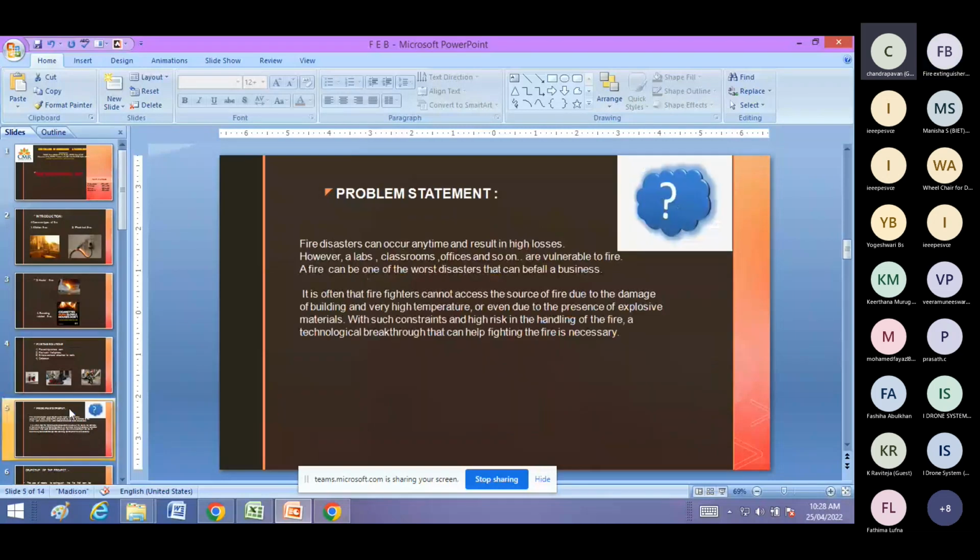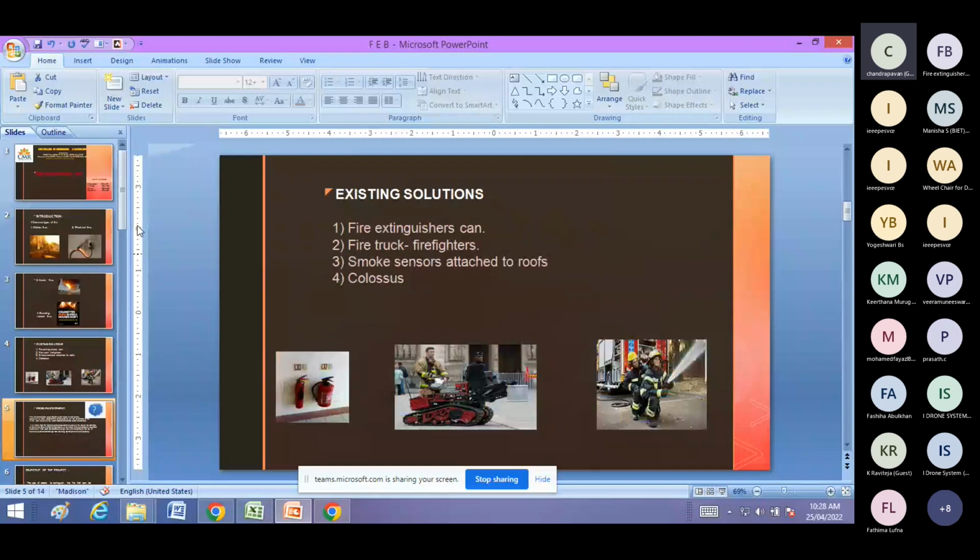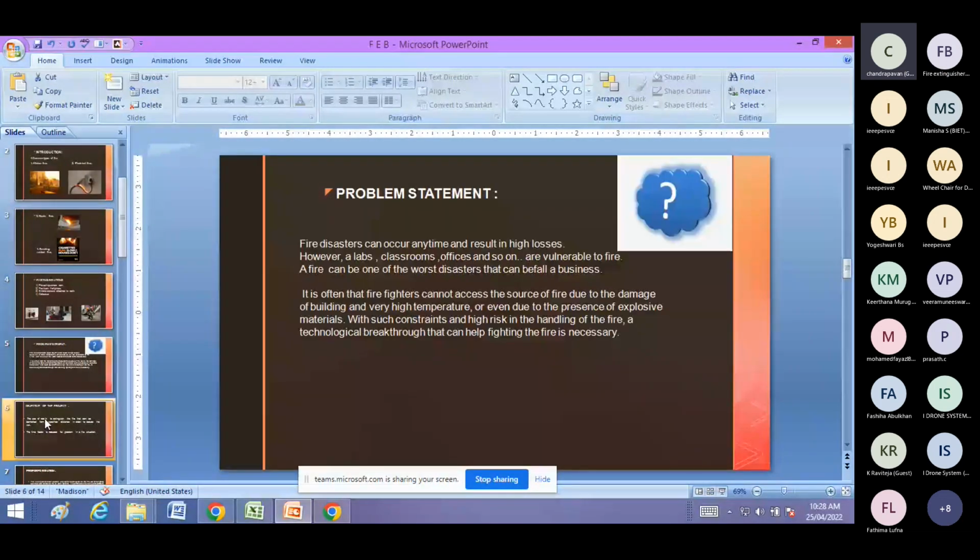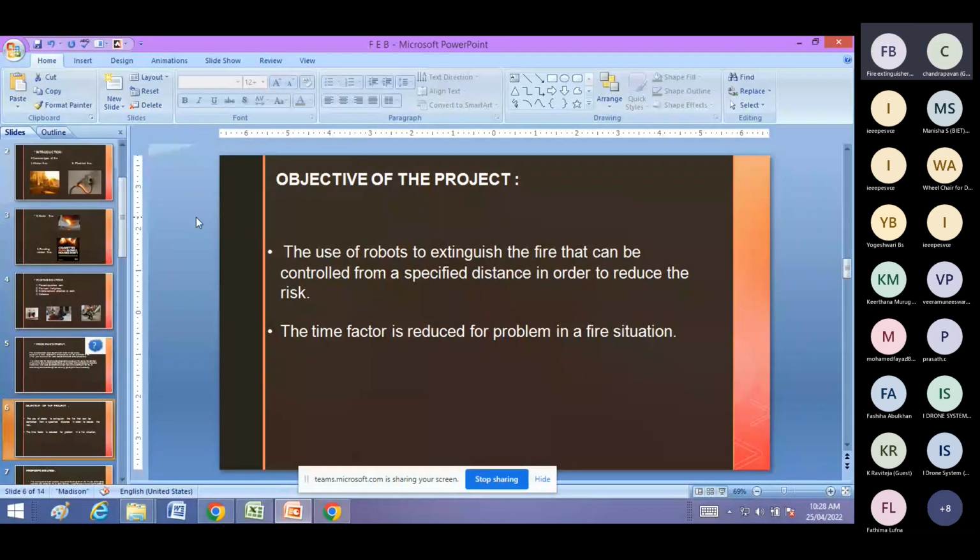Our solution is a robot. The main objective of our project is the use of robots to extinguish the fire, which can be controlled from a specified distance in order to reduce the risk. The time factor is reduced in fire situations. Now my team member will explain the components.